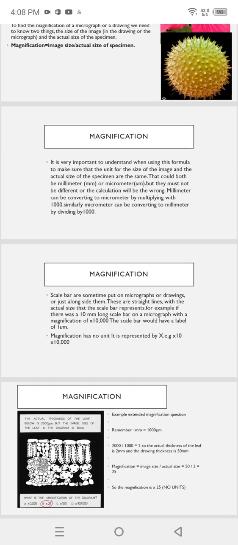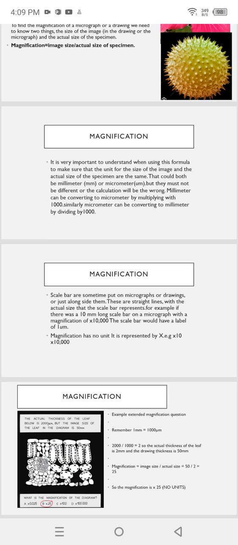Sometimes scale bars are put on the micrograph or drawing, or just alongside them. Scale bars are put on the microscope. When you see the image in the microscope, you can also see the scale bar. You can adjust it along with the size of your specimen, and then take the photo. It will give you the size of the specimen. These are straight lines with the actual size that the scale bar represents.